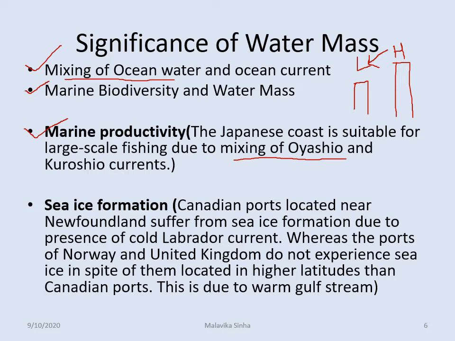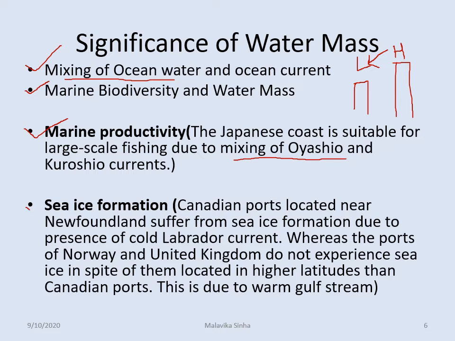So two different types of ocean current meet and are responsible for the gathering of commercial fishing, and Japan and its coastal region is rich in marine productivity. This is basically due to the meeting zone of two contrasting water mass zones.